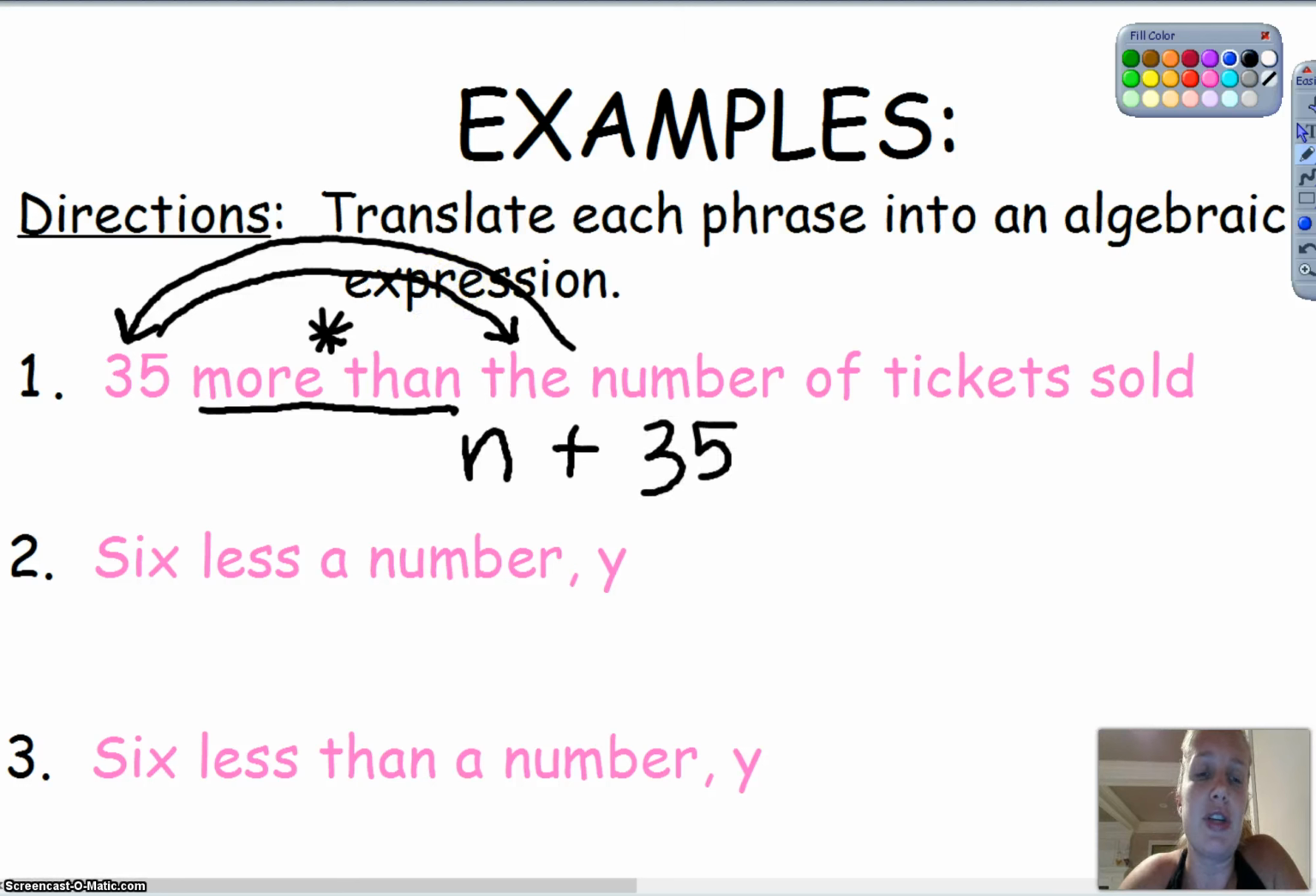Most times you're going to translate from left to right. 35 will go first, and then plus, and then number of tickets. However, the more than makes you switch the order. Same thing with less than. Other than that, you keep everything else the same.